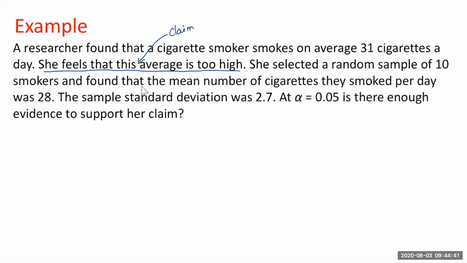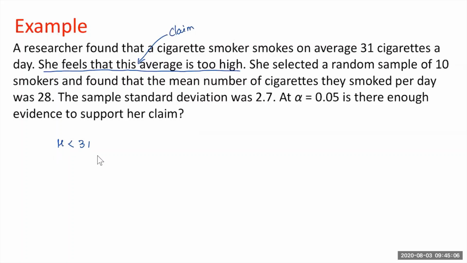So that is our goal. We want to test that claim. So let's write this down. Her claim is the average. She thinks that the average is too high. That means her claim is that the average is less than 31. That is her claim. So this one does not contain an equal to sign.